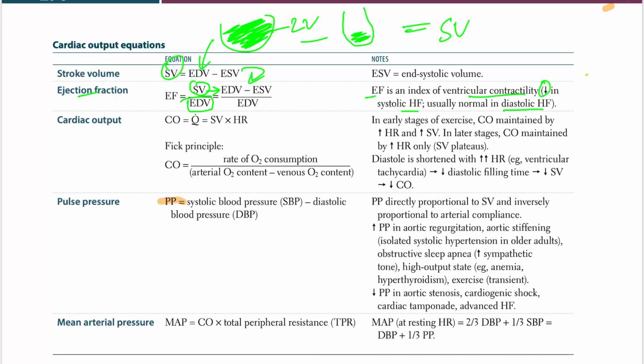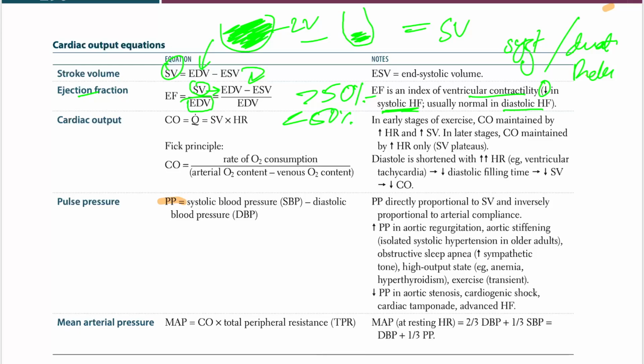Okay, so EF normally you're looking at greater than 50%. If that is decreased, you're thinking about systolic heart failure. What is systolic? That you can't contract. There are two things, systolic versus diastolic. Systolic means you can't contract the heart, while diastolic is you can't relax the heart. So here the problem is contraction, because you can't contract, you can't push the fluid out. You will have less than 50% EF, ejection fraction.